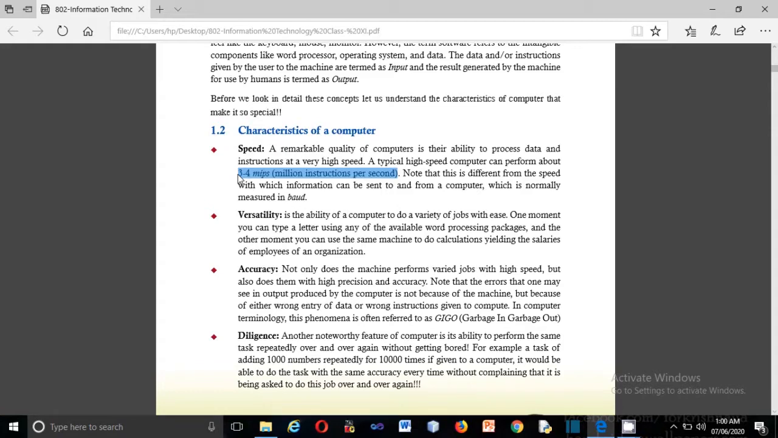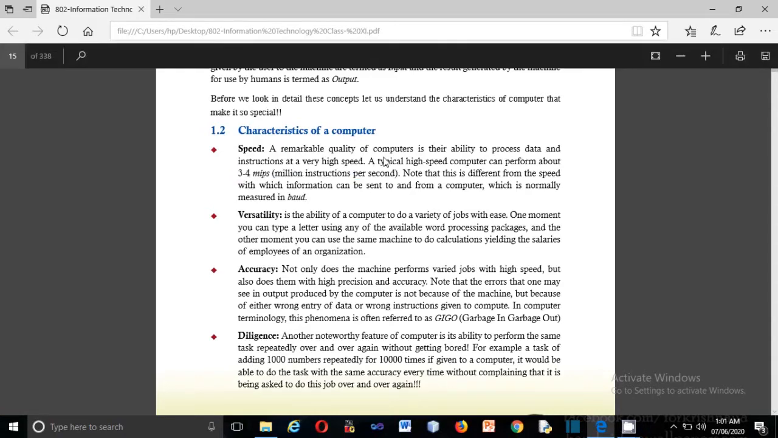One software is made up of multiple programs, and one program is made up of multiple instructions. So you can say the computer can understand millions of instructions per second. The speed of understanding is very high, and this is just a small example, like 3 and 4 MIPS, millions of instructions per second. But nowadays computers can understand more than that.